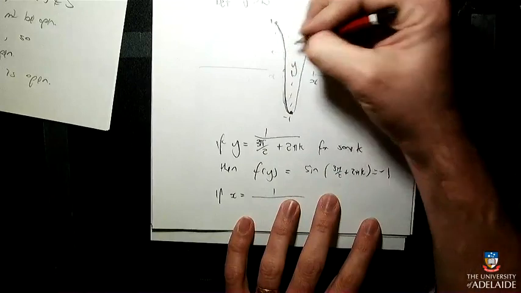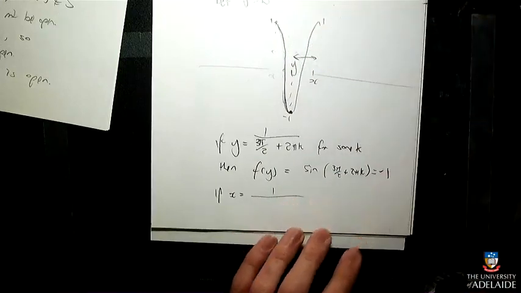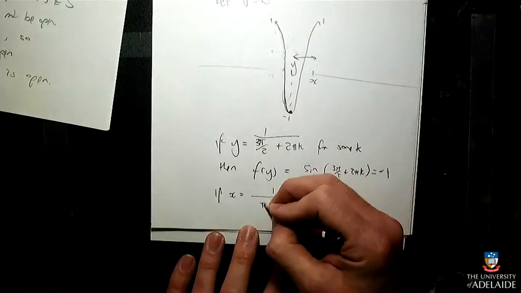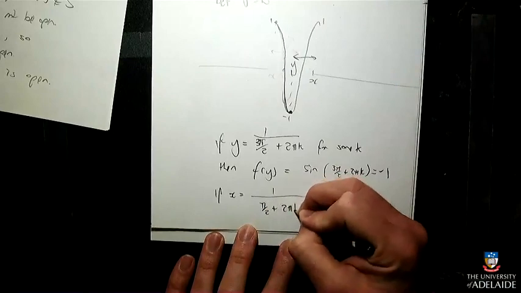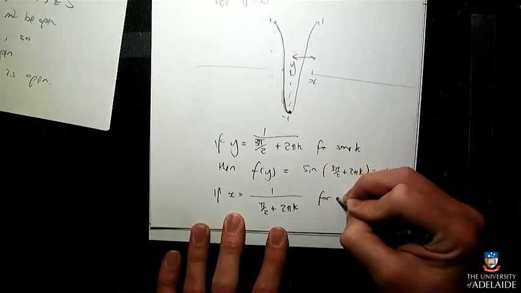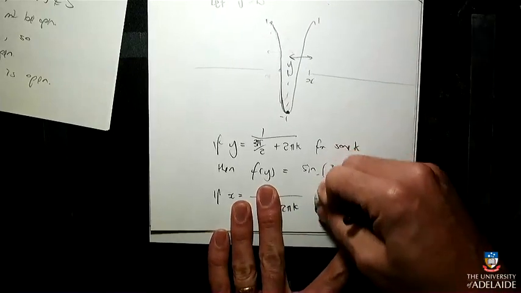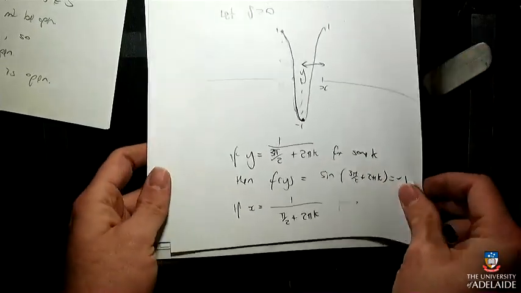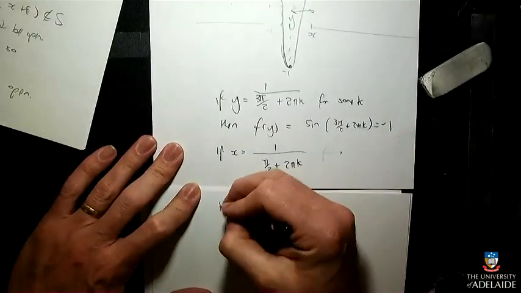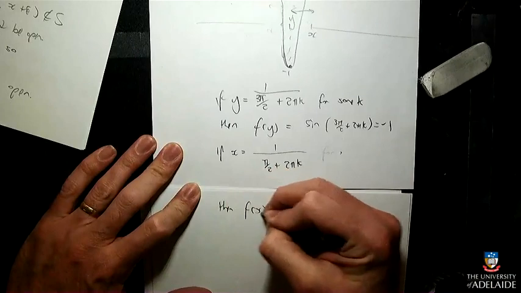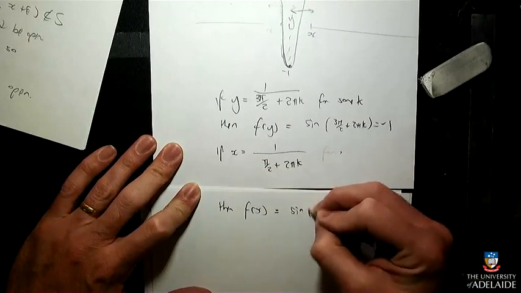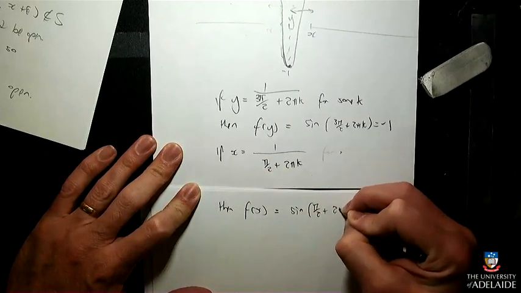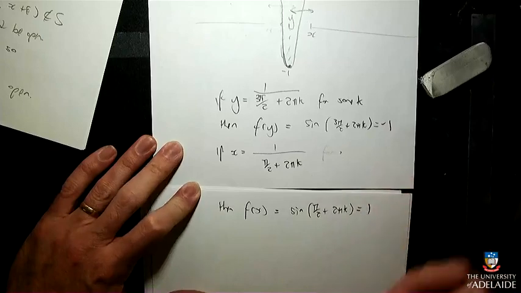You'll see that these proofs... then f of x would be sine of pi on 2 plus 2 pi k, which would be plus 1.